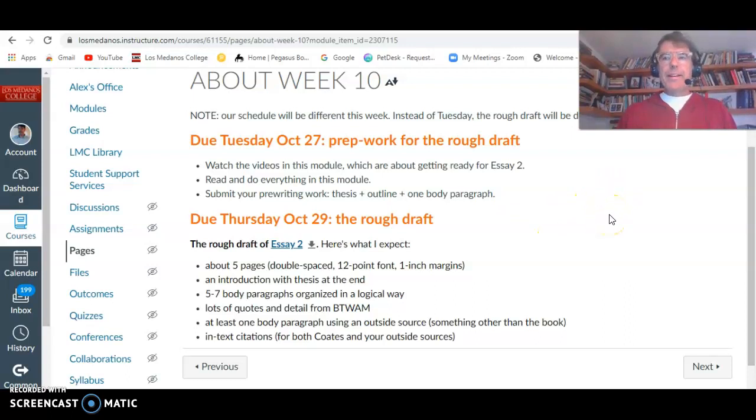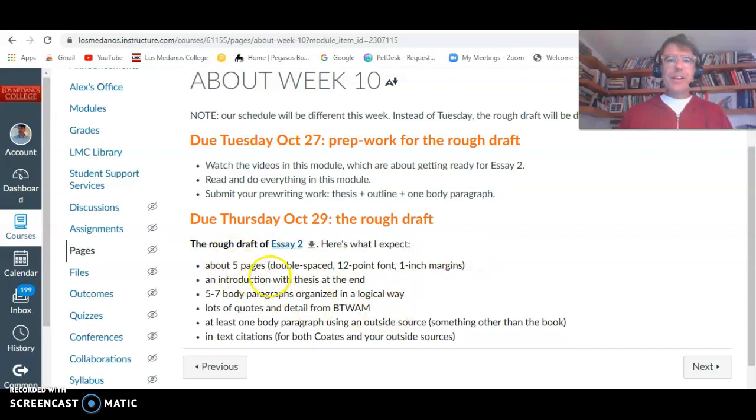So here's where I get to what I expect for the rough draft. First, it's really important that you've done all the pre-writing work so that you're not writing the rough draft off the top of your head, which doesn't go very well. Okay, so the rough draft, here's what I expect.